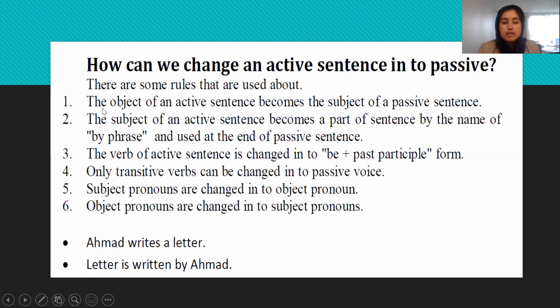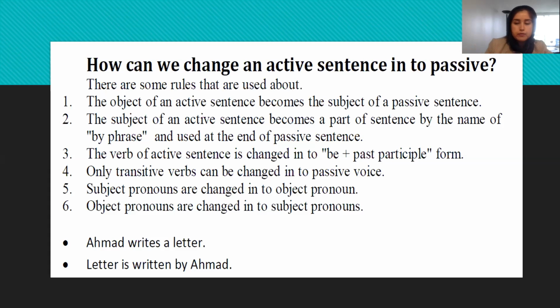The second important thing is the subject of an active sentence becomes the part of the sentence by the name of by phrase and is used at the end of the passive voice. So Ahmad comes at the end here, and the name is by phrase. So Ahmad is the by phrase. It's not the object here. It is the by phrase. So the subject changed to by phrase. The third one: the verb of active sentences changes into be plus past participle form.